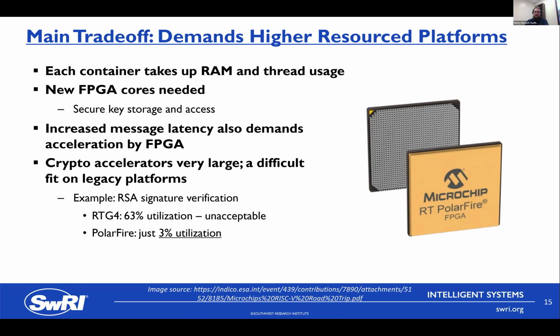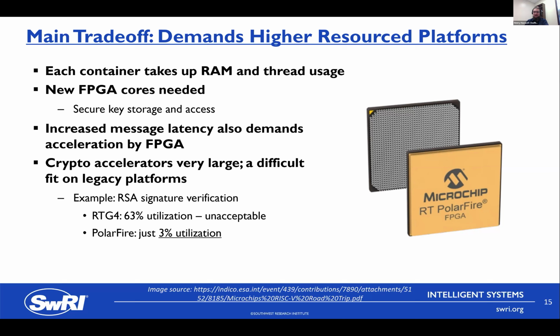There is also the increased message latency by segmenting cFS into different processes, which is also a potential use case for FPGA acceleration. And as an example of some research we've done in the past on hardware level acceleration with RSA, with the RTG4 FPGA, it had 63% utilization of the FPGA, which is not acceptable if you want to use the FPGA for anything besides your crypto acceleration.